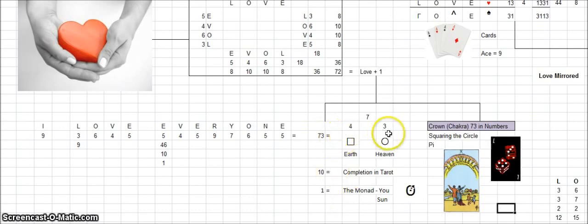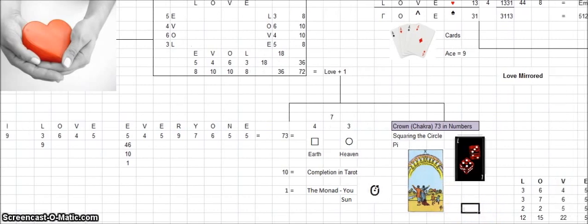Now, of course, you take your 4 and your 3, and you find that on the dice as well as equaling 7. The crown chakra, also in numbers, comes out to 73 and ties in your higher self to your lower self. The 3-4 can be referenced as squaring the circle, and it's also found in pi.